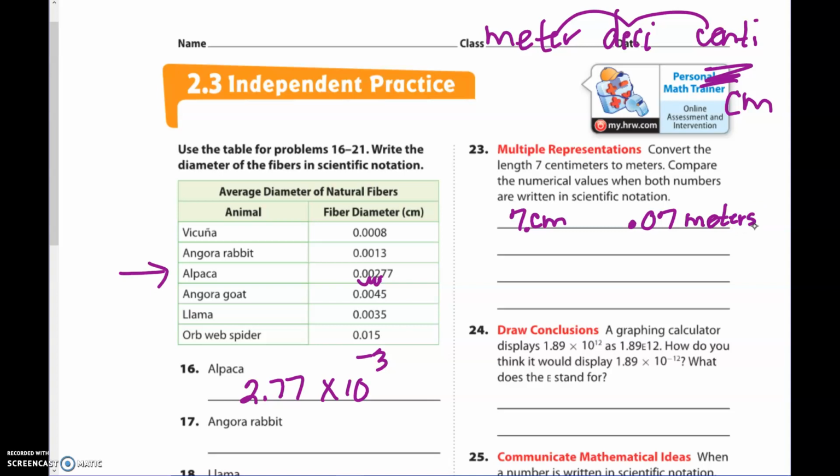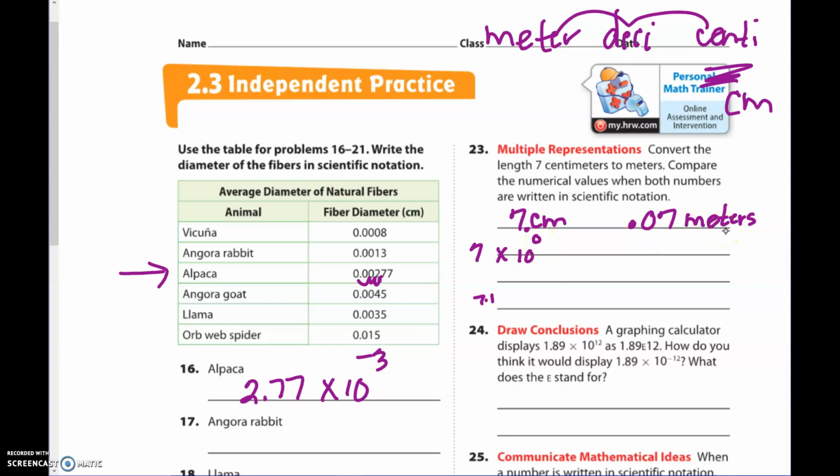Okay, 0.07 meters. Now they want us to write this in scientific notation. So it's already a number between 1 and 10, so it's going to be 7. Then the second step is to write times 10. And remember, anything to the 0 power means we would be multiplying by 1. So this is really 7 times 1, which is 7. So we're going to have 7 times 10 to the 0.